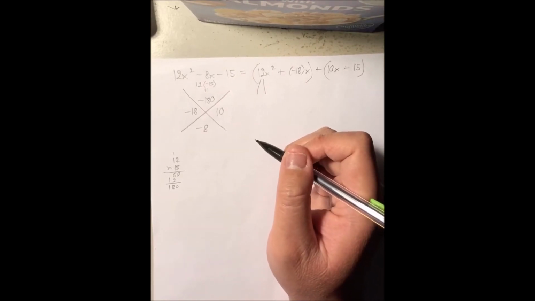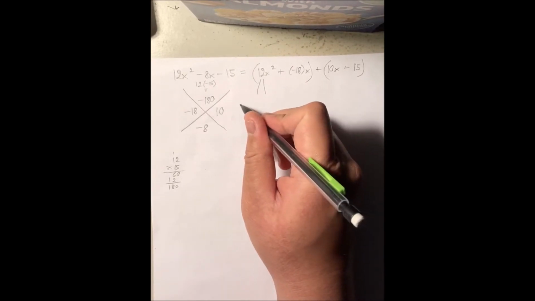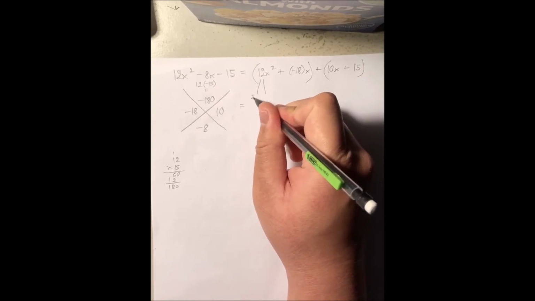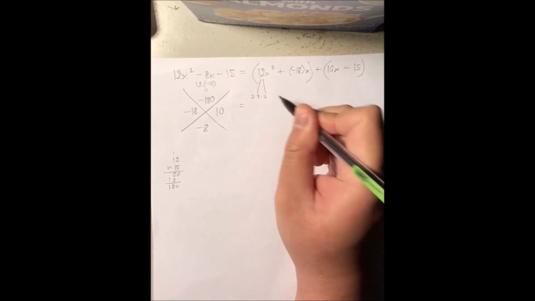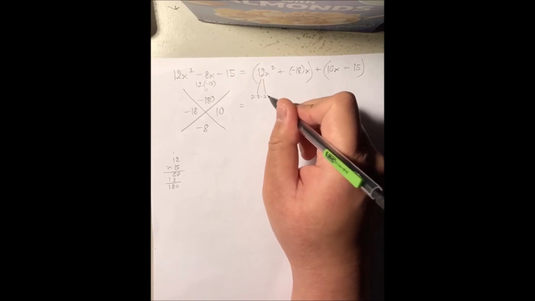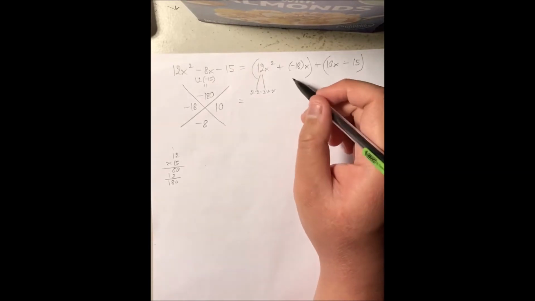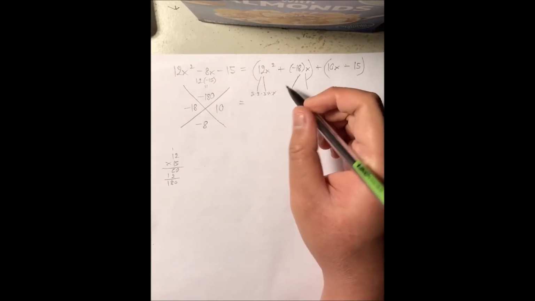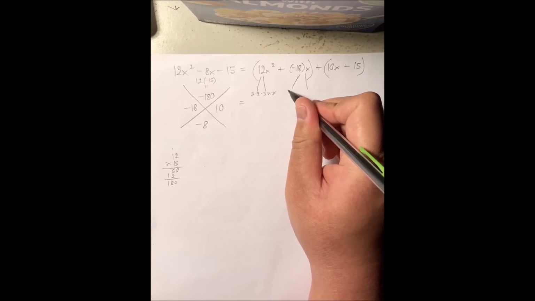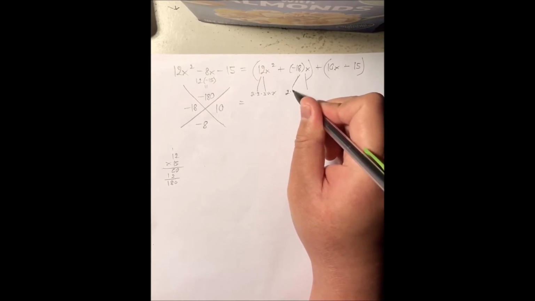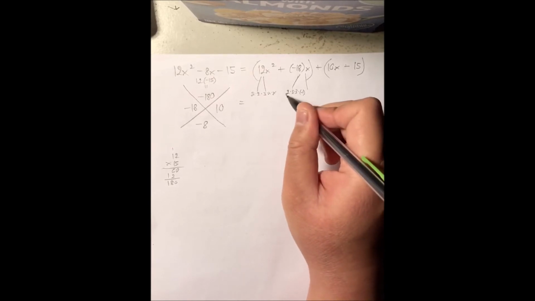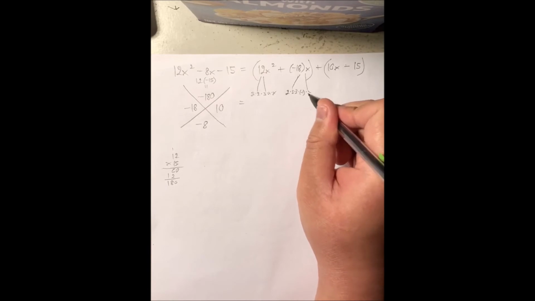Now for this one, for number 12, can we factor out anything? Well, number 12 can be rewritten as the prime numbers 2 times 2 times 3. And then, of course, x squared is x times x. For negative 18x, it can be rewritten as 2 times 3 times 3 times negative 1, and then times x.